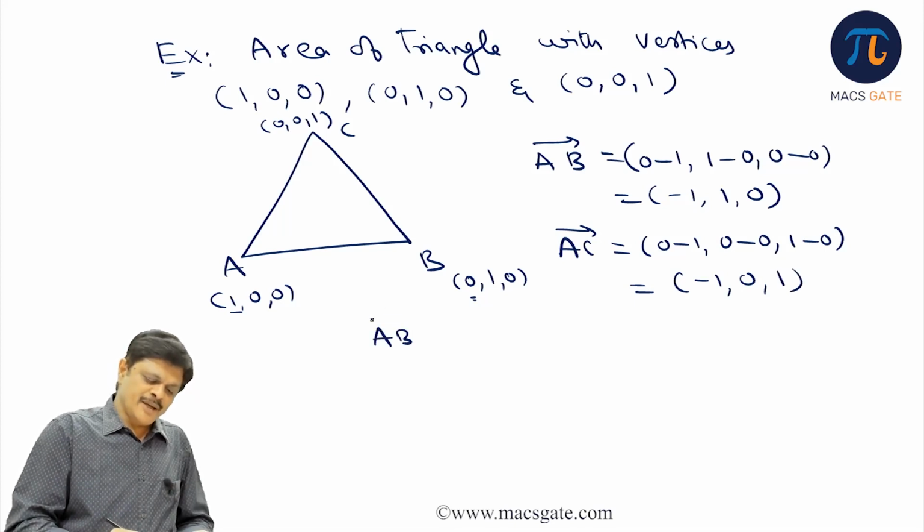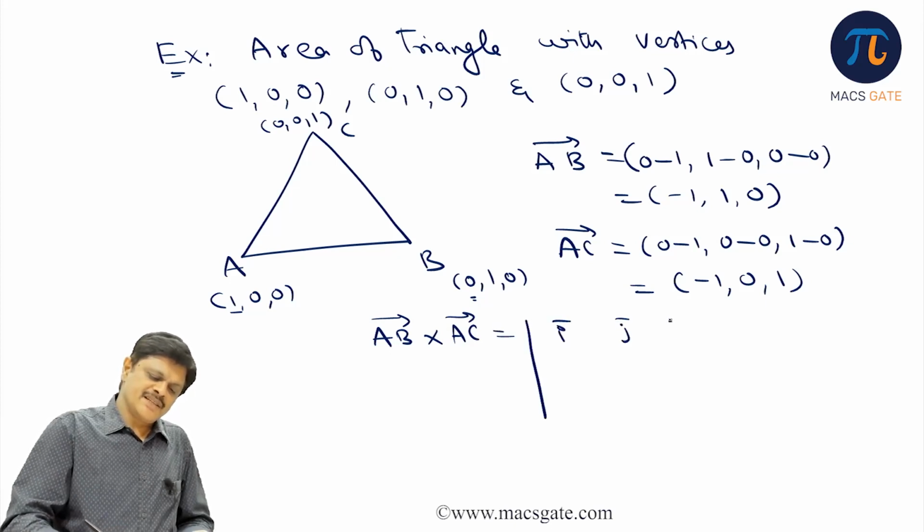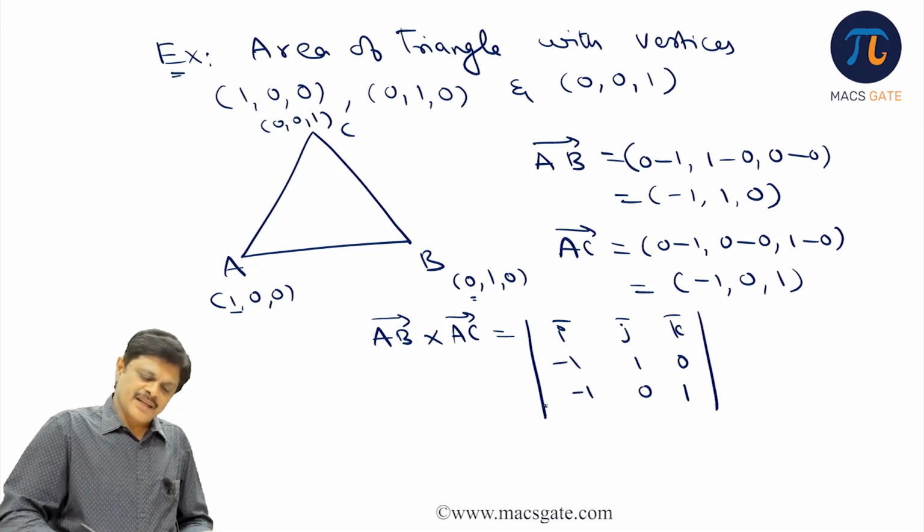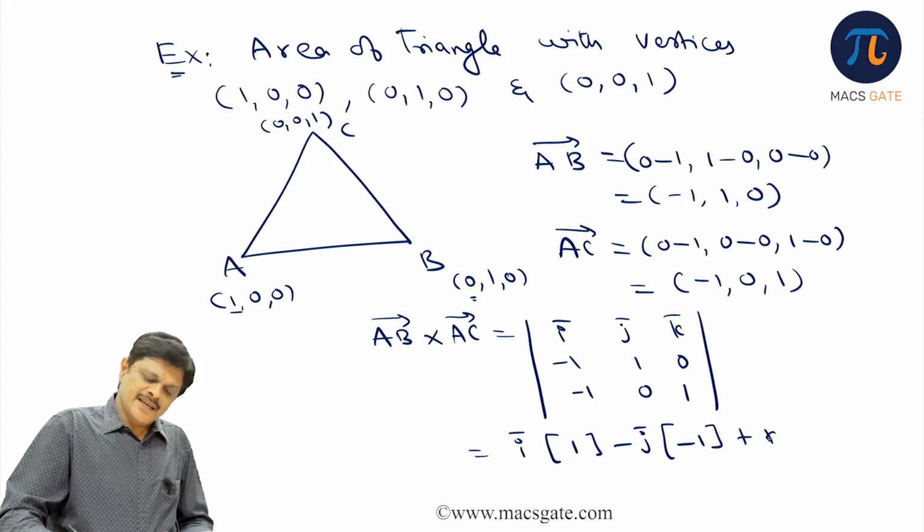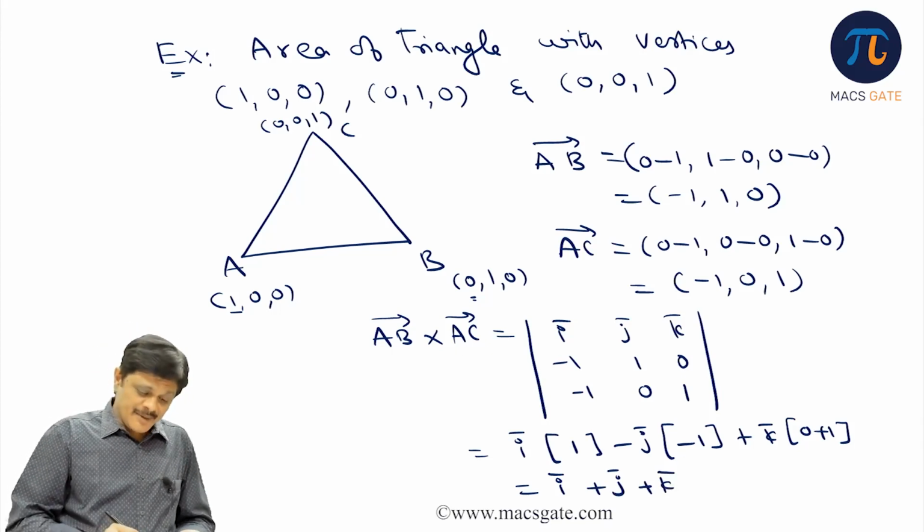Then you have to find first AB cross AC, which is nothing but the determinant with i, j and k, then minus 1, 1 and 0, then minus 1, 0 and 1. Is the idea clear? Now you have to find the vector, which is i bar into 1 minus j bar into minus 1 plus k bar into minus 1, that is 0, minus of minus plus 1, 0 plus 1, which is nothing but i bar plus j bar plus k bar. This is AB cross AC.